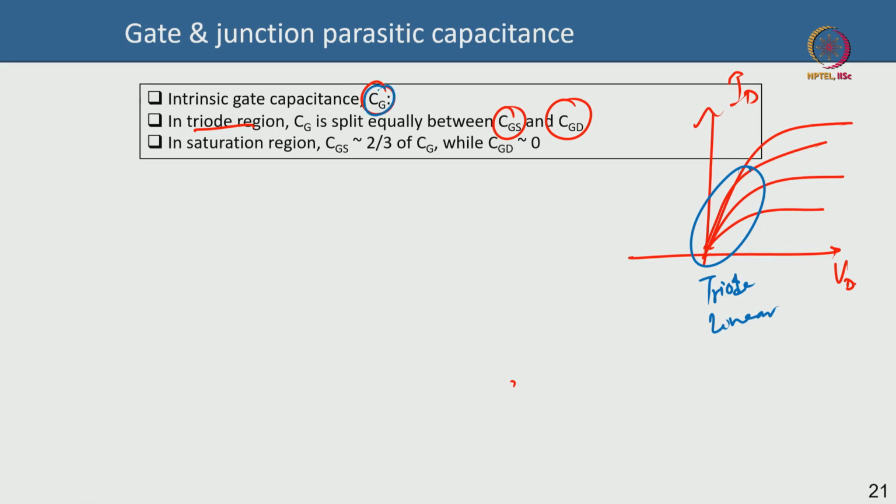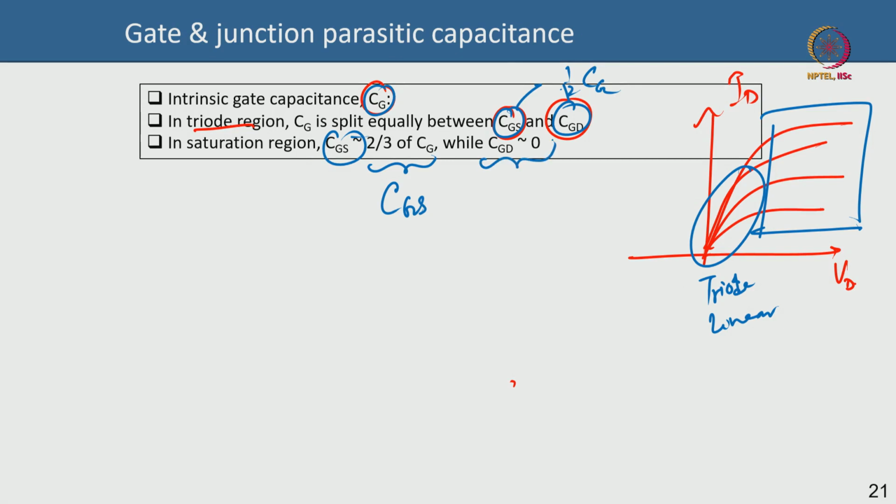Apparently people have shown that in the triode region the gate capacitance is split equally between gate source and gate drain capacitance, half each. Each of them is half of the gate capacitance. However, in the saturation regime, 2/3 of the total gate capacitance is just gate to source. So CGS dominates, while CGD, the gate drain capacitance, is almost 0, and there are other elements, fringing and other things, that might take up the rest of it, but gate source capacitance is dominant. It takes about 70% of the total gate capacitance. Just please keep that in mind, okay.